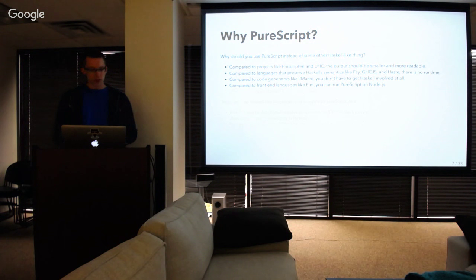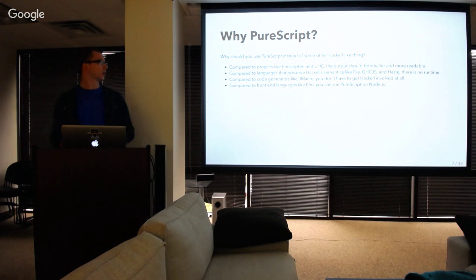And a more direct comparison between some of the existing ones: if you use Emscripten or UHC compiling to JavaScript, the output is going to be crazy, like several megabytes and pretty much impossible to understand. If you use, like I said, anything that preserves Haskell's semantics, then you're going to end up with something that enforces the lazy runtime. So again, your output size is going to be very large and there's going to be a lot of overhead to running it.